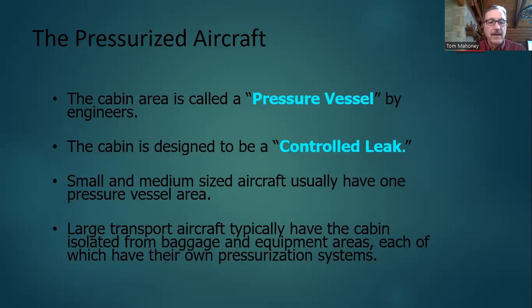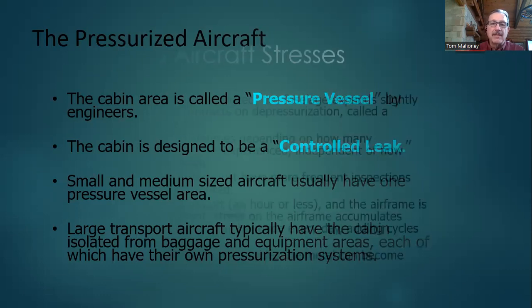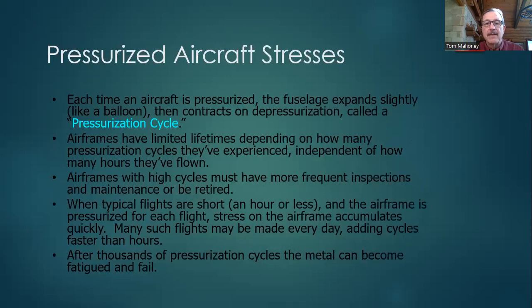more effectively. Okay, so small size, medium to small size aircraft typically have one pressure vessel, and larger aircraft have possibly multiple vessels. One would be a cabin. The next might be the baggage compartment, another area, the equipment area. So, the bigger you go, the more vessels you have inside the aircraft.